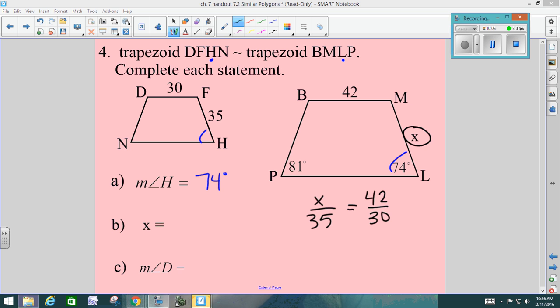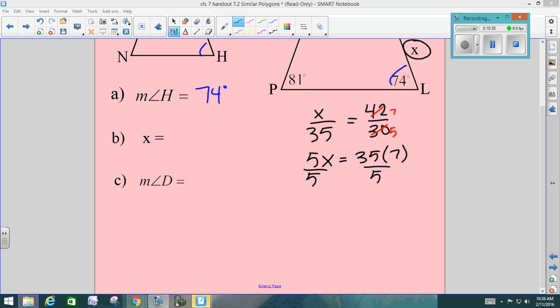Yeah, times that giant number. Okay, I don't have a calculator. It doesn't look like you have one out either right now. Okay, 6 goes into 30 5 times, and 6 goes into 42 7 times, right? So then I can say 5x is equal to 35 times 7. You agree? I still can't do that in my head, but I do know that whatever I get, I'm going to have to divide by 5. These cancel, so I get x. What's 35 divided by 5? 7. What's 7 times 7? There's your answer.